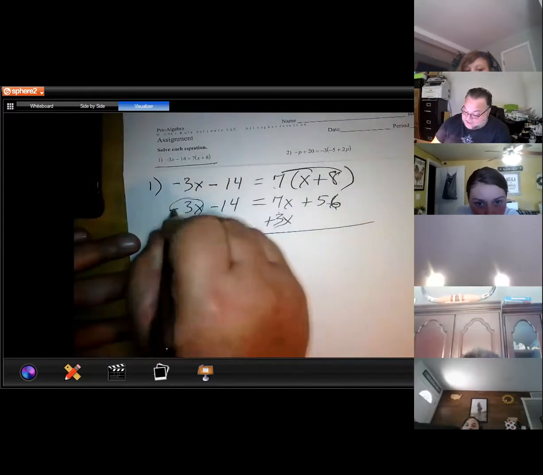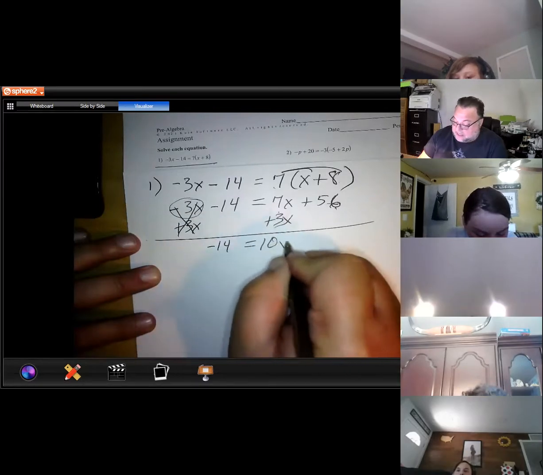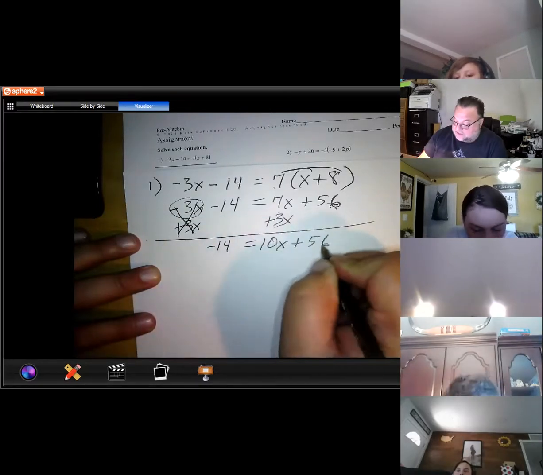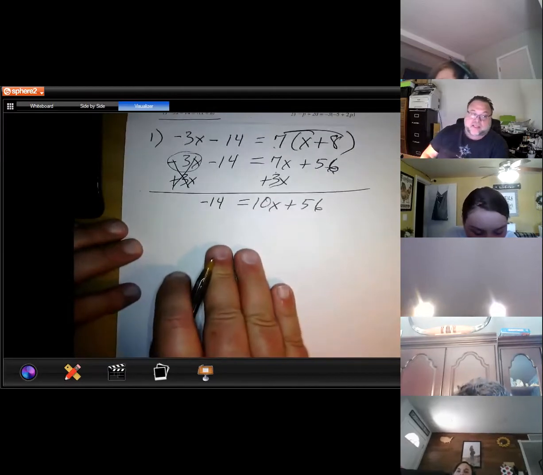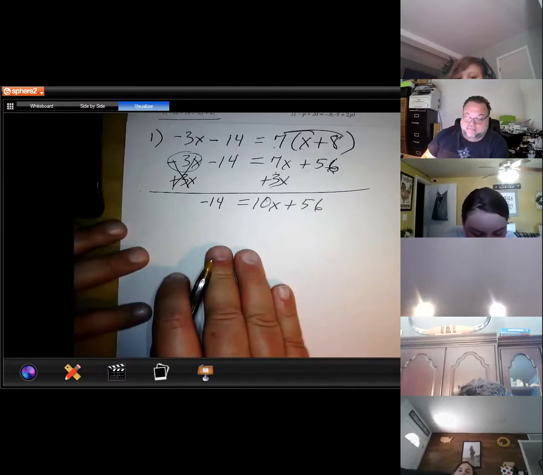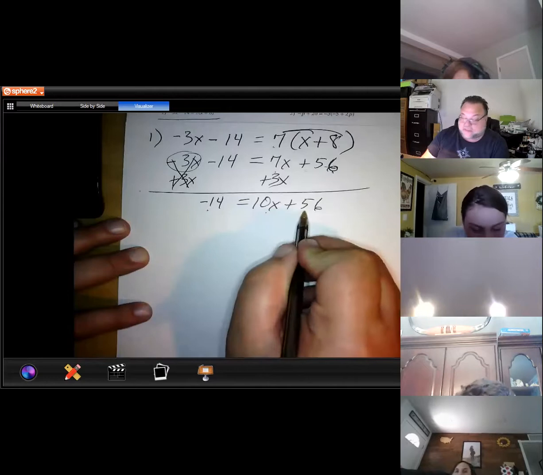And when I do this, these cancel. I get negative 14 equals 10x plus 56. Okay. Now I'm down to a standard two-step equation, right? So I've got a number on this side, and I've got a variable and a number on this side.